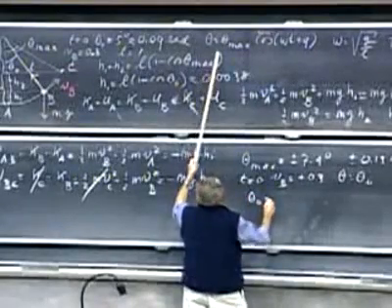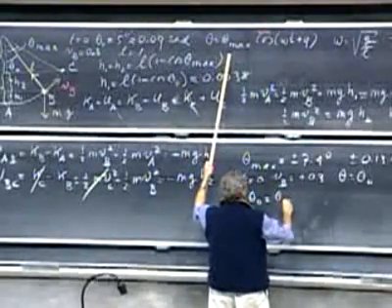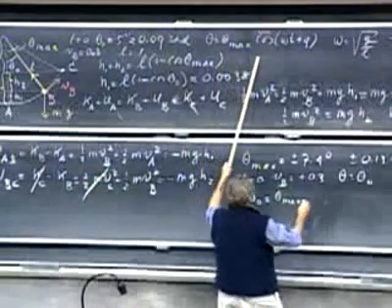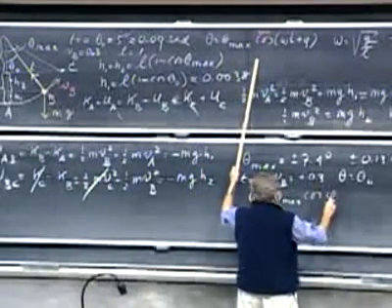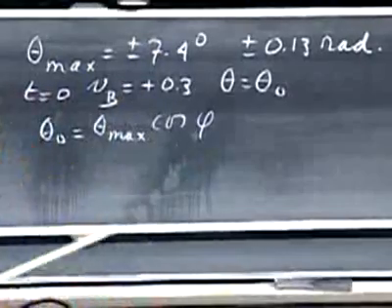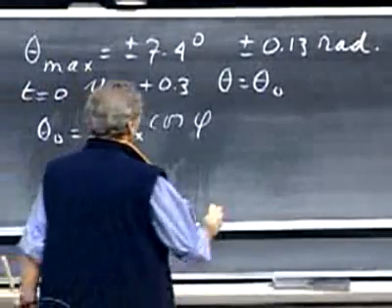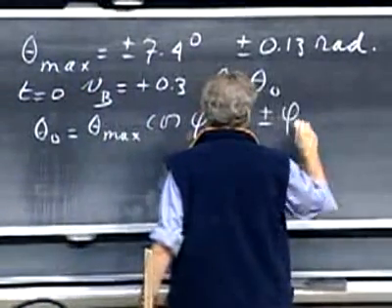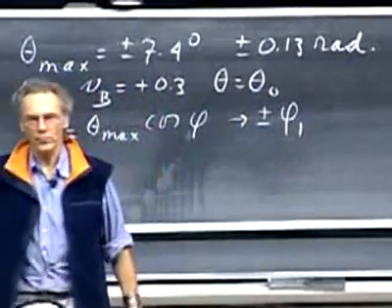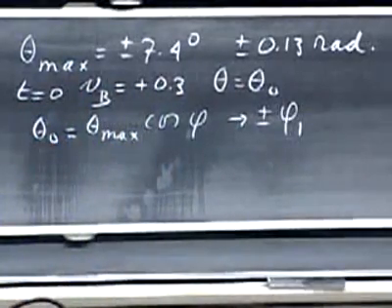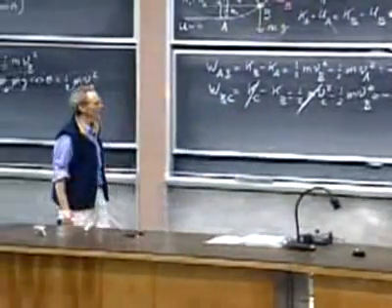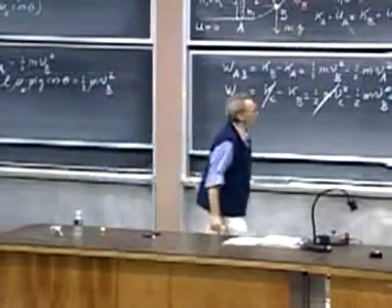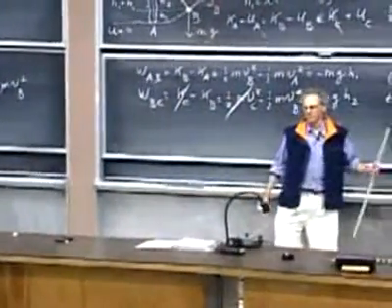So theta 0, I know what theta 0 is. We just calculated what theta max is, times the cosine of phi at t equals 0. And so out pop two angles of phi, plus and minus phi 1. You always find the plus and a minus sign because the cosine of plus the angle is the same as the cosine of minus the angle. So now we have to find out which of the two it is.